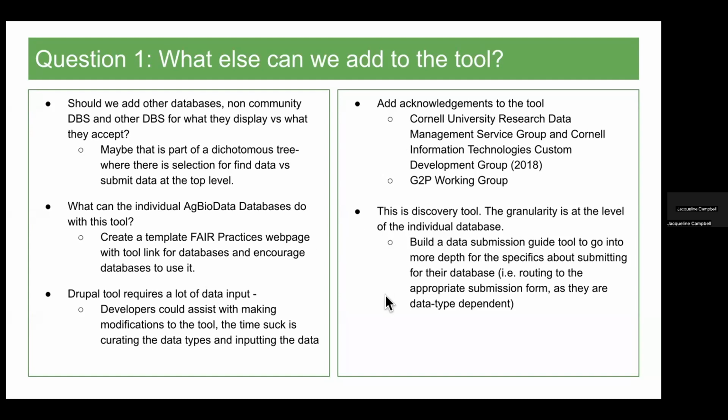Other things we can add to it: acknowledgments to the page, where we got the original tool from the Cornell University Research Managing Service, and also give the G2P working group credit for the really nice submission table, the supplemental table that was published.